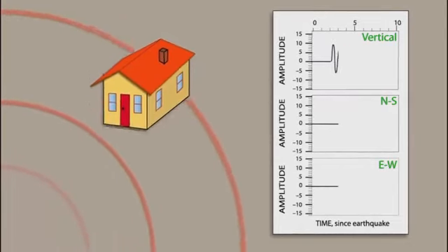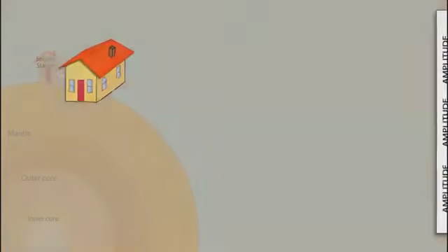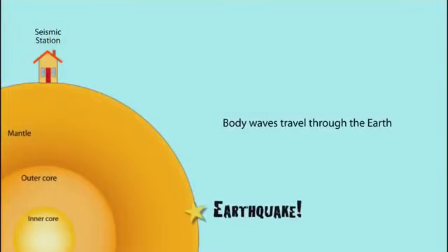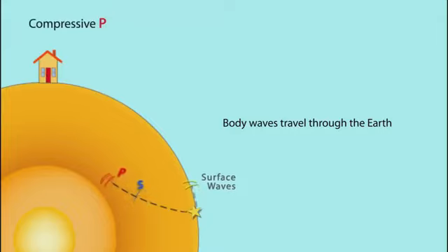During an actual earthquake, the house can move in all directions. Why is that? Earthquakes produce different types of waves, like body waves and surface waves, and these waves travel out from an earthquake in all directions. Body waves, like P and S waves, travel a curving path through the earth.